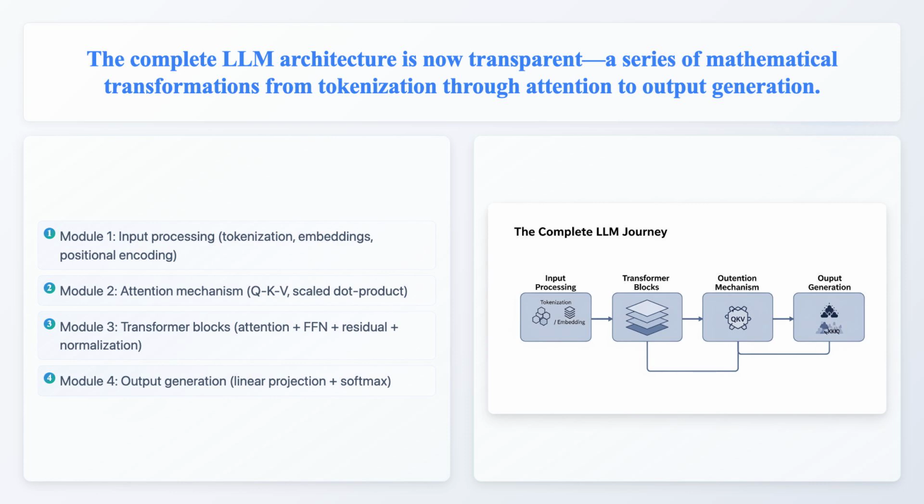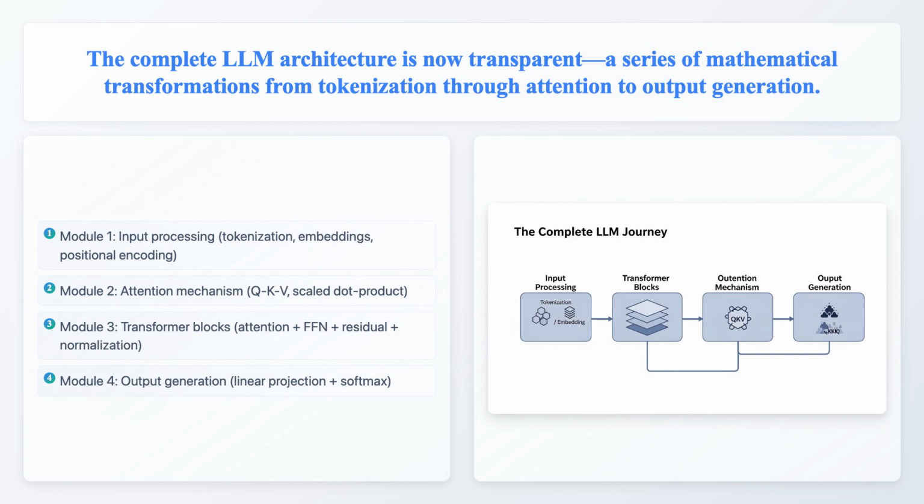Let's trace the complete journey. Module 1 showed us input processing, how tokenization breaks text into subword units, embeddings capture semantic meaning in high-dimensional vectors, and positional encoding adds sequence information through sinusoidal functions. Module 2 revealed the attention mechanism, how query, key, and value vectors enable contextual understanding through the scaled dot-product attention formula that revolutionized AI.